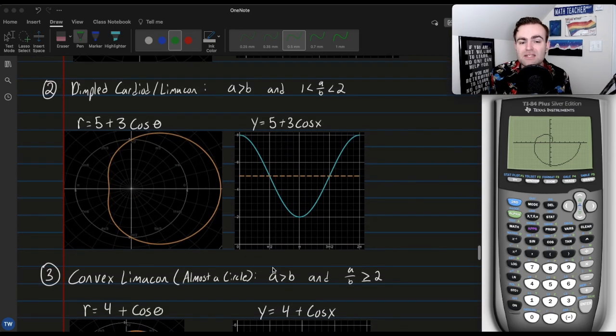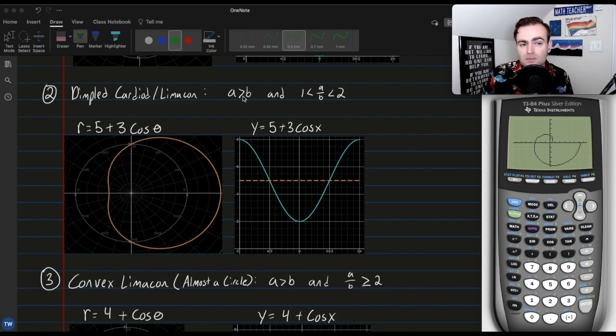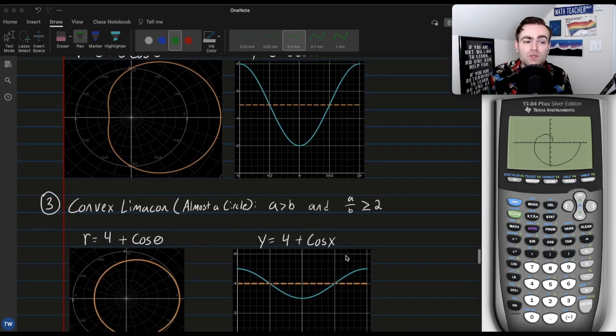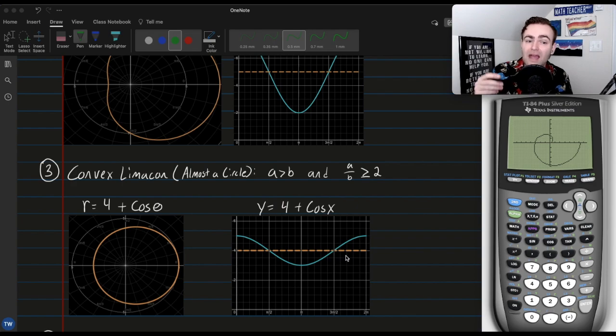What happens if that ratio is greater than or equal to 2? So if A is greater than B by 2 or higher, by a factor of 2 or higher, we get what's called a convex limaçon. And the higher that ratio is, the more circular that looks. So it almost looks like a circle that's not tangent to nor centered at the pole. And this occurs because the distance oscillating between the middle is so much farther away than the x-axis is. So it's not getting close enough to the x-axis to show any of that behavior, that cardioid-like behavior.